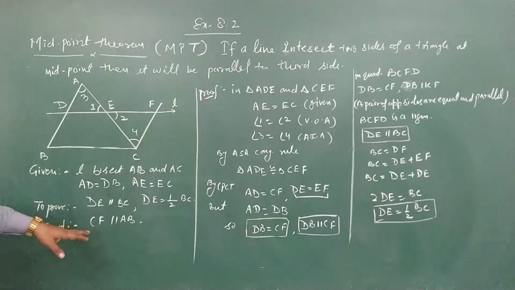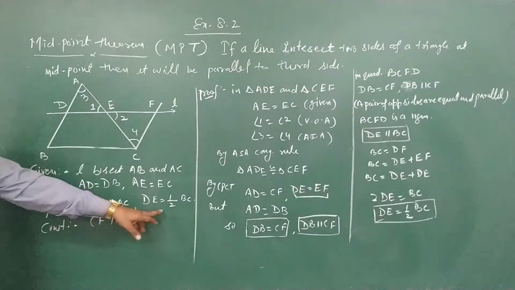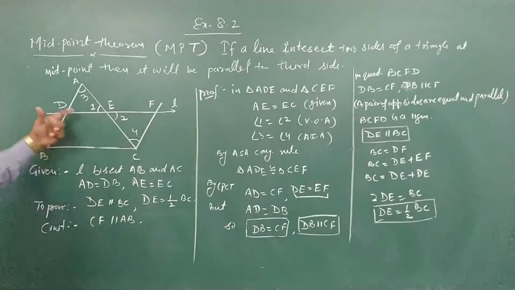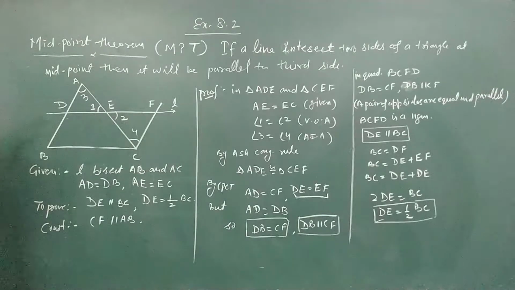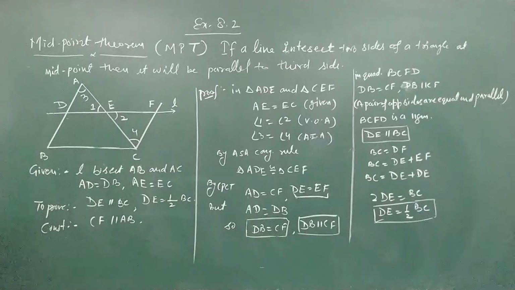So by construction we prove that DE is parallel to BC and DE is half of BC. So I constructed DF parallel to AB. How will you prove it? What we are proving is that DE is parallel to BC, that D is a part of DF. So we will prove BCFD is a parallelogram. Then we can say BC is parallel to DF, means DE is parallel to BC.